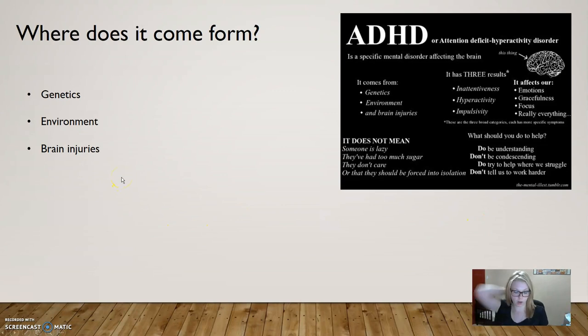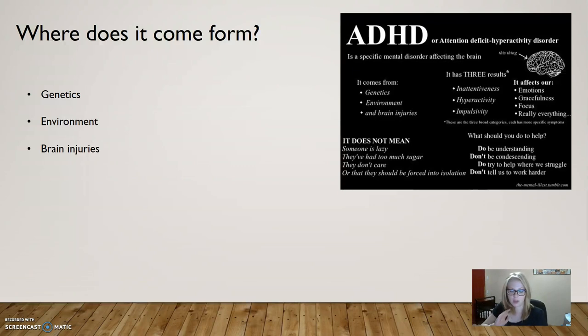All right, where does ADHD come from? Genetics actually plays a pretty big role in where ADHD comes from. It's been proven that it can get passed down through generations. The environment plays a big role, and often even brain injuries can play a big role. If your brain chemicals aren't quite right or the neurotransmitters don't work quite right, that can cause ADHD or any other disorder, really.